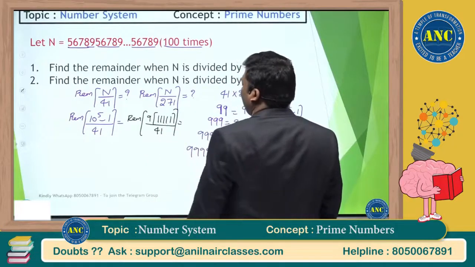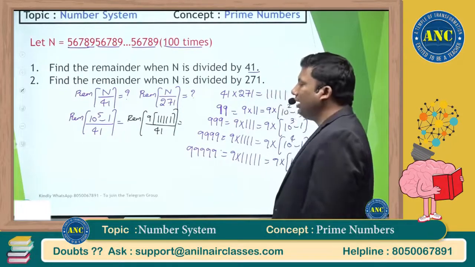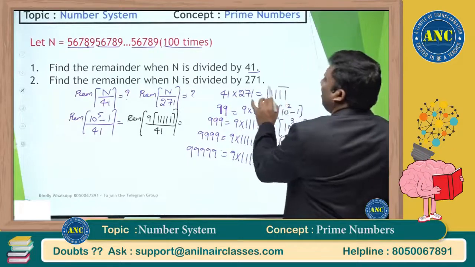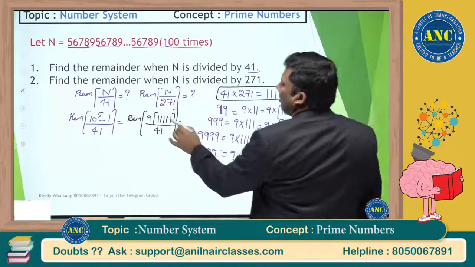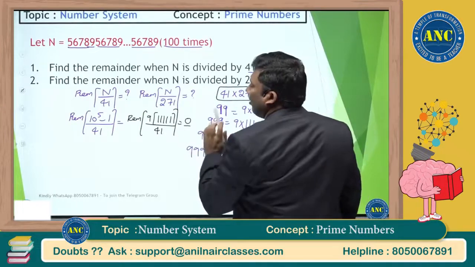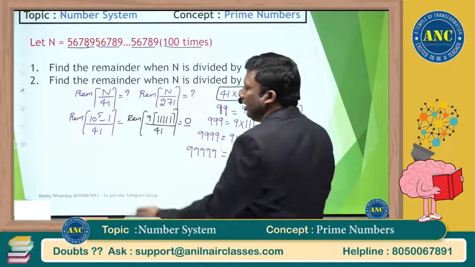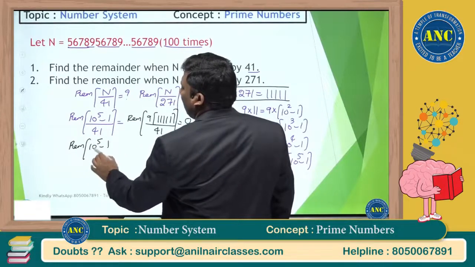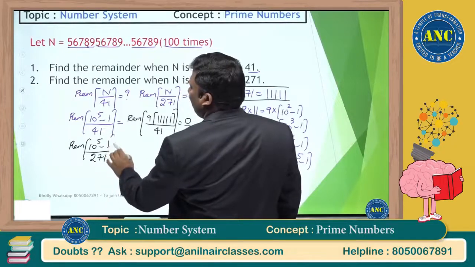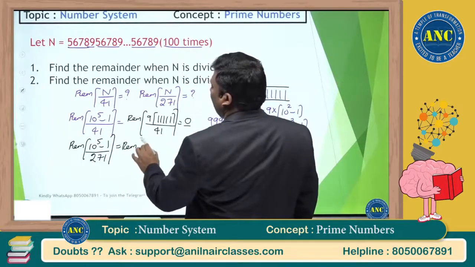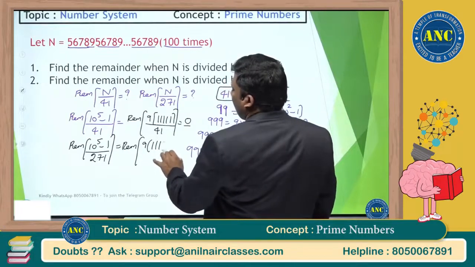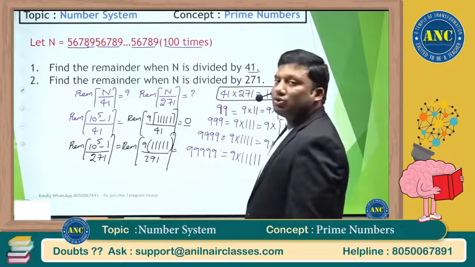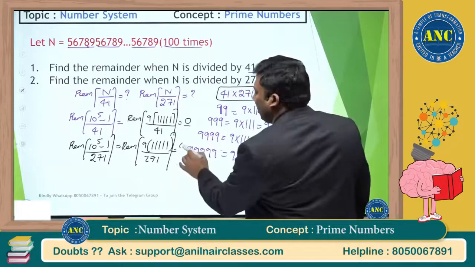This entire number, now see here: 9 into 5 ones divided by 41. Now, I hope it is clear. 41 into 271 is 5 ones. That means this number is divisible by 41, remainder is 0. Similarly, 10 power 5 minus 1 divided by 271. 10 power 5 minus 1 is 9 written 5 times. If I take 9 common, 5 ones divided by 271. 271 into 41 is 5 ones, so the remainder is 0.